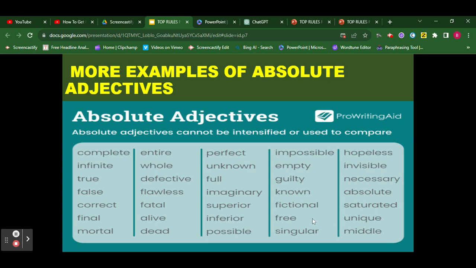These are all absolute adjectives, and absolute adjectives cannot be intensified or used to compare. Okay, like when you say good, better, best, or when you say beautiful, more beautiful, most beautiful, you cannot say complete, more complete, most complete. No, if something is complete, it's absolute. Okay.